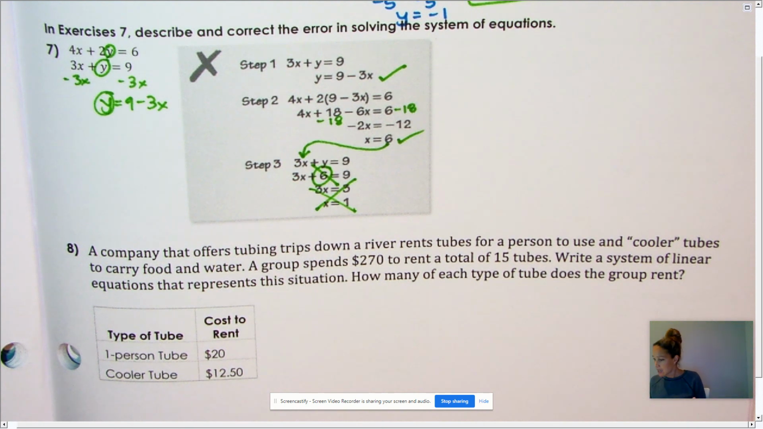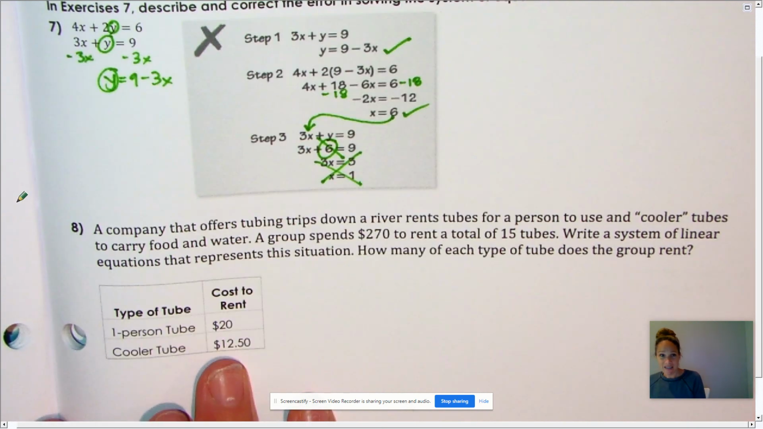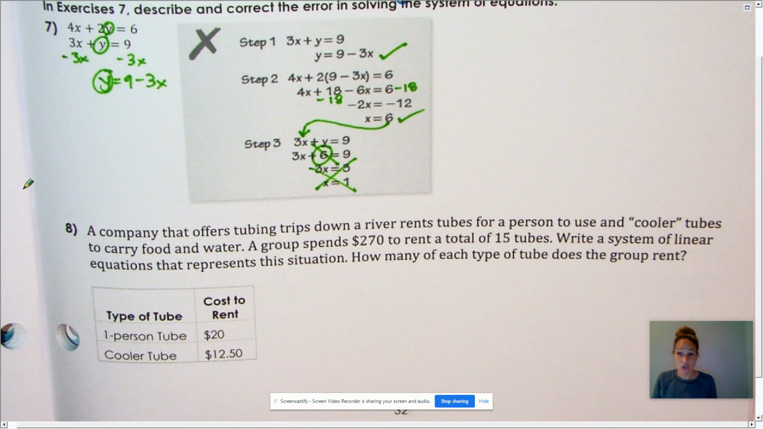All right, and then for number 8, see if you guys can give that word problem a try. Look back at the one that we practiced and see if you guys could figure it out.